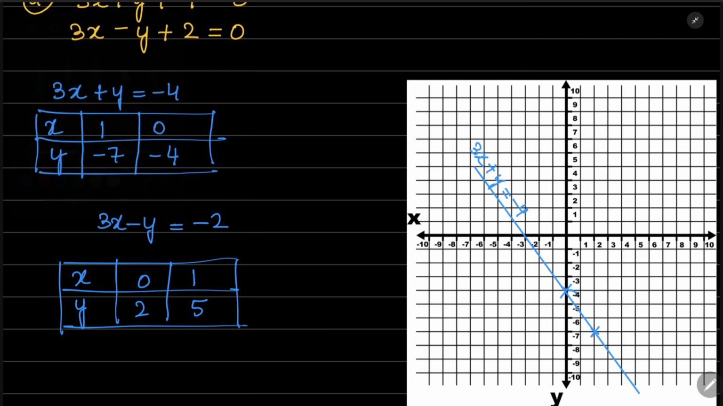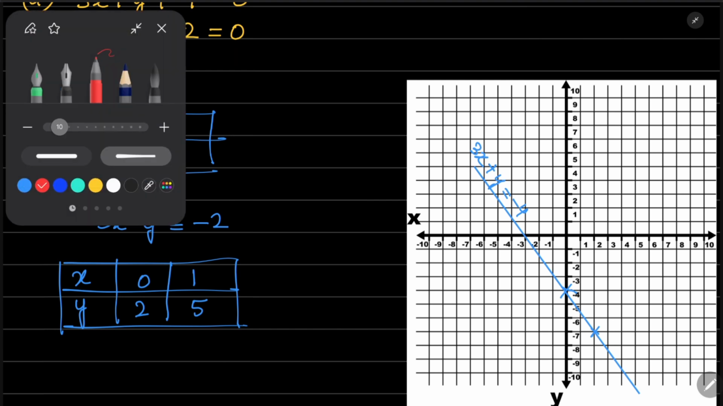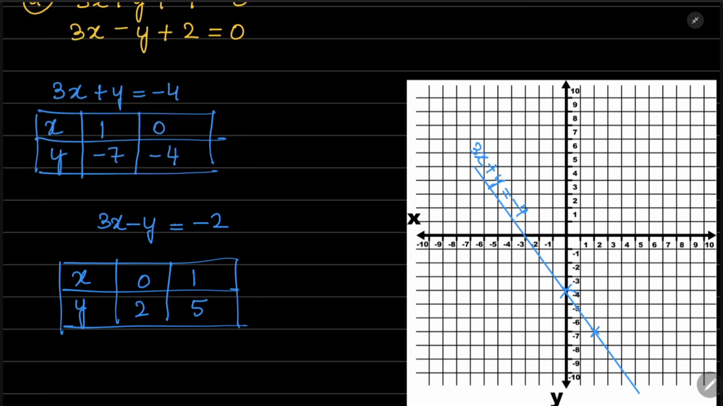What is the second equation? Change the color and draw the second one. 0 comma 2. So where is 0 comma 2? Here. 1 comma 5. So where is your 1 comma 5? So let's go ahead and draw these as well.